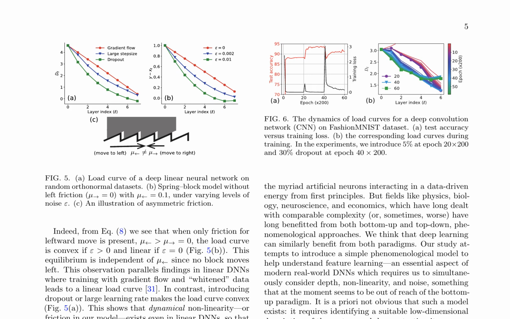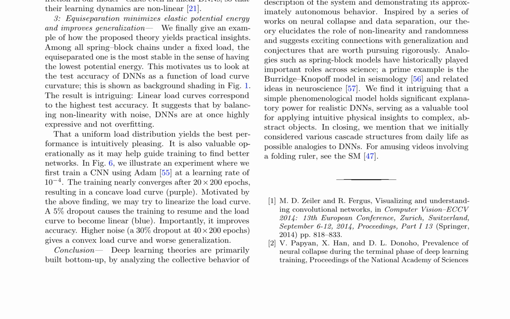This is exemplified through an experiment on a deep convolutional network, CNN, on the Fashion MNIST dataset, where introducing dropout causes the training to resume and the load curve to become linear, leading to improved accuracy.